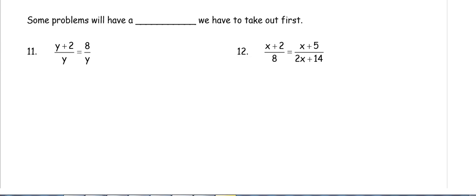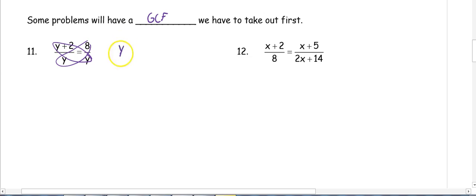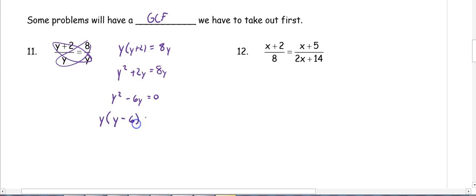Sometimes when we do this, we're going to have to take out a GCF first. So in number 11, when I cross multiply, I have y times y plus 2 equals 8 times y. So we get y squared plus 2y equals 8y. We can move the 8y to the other side by subtracting. So we get y squared minus 6y equals 0. So both of them have a y in common. So y is the GCF, which means we're left with y and 6 on the inside. So when I set these equal, I get y equals 0 and y minus 6 equals 0. Switch my sign, so y is 6. So we have two solutions here of 0 and 6.